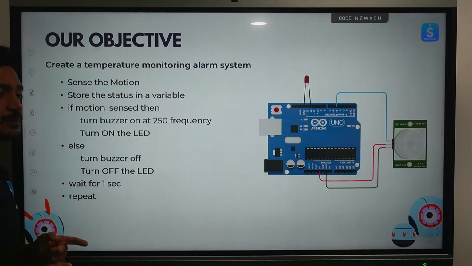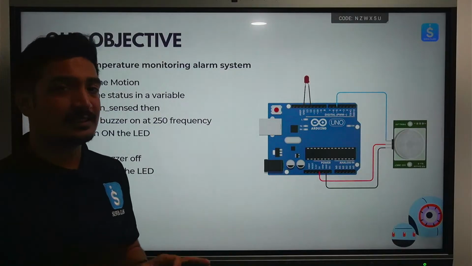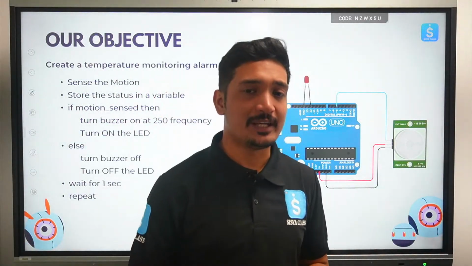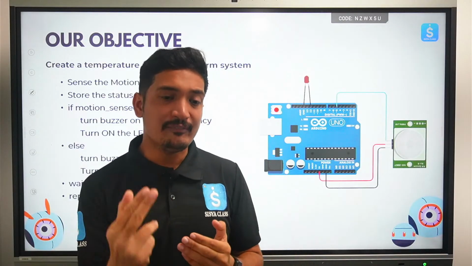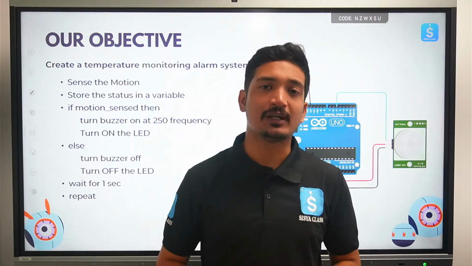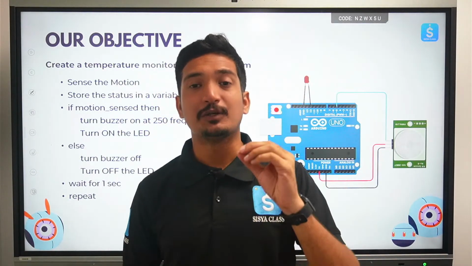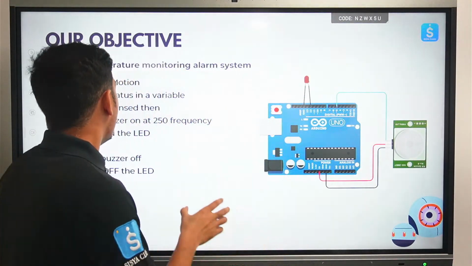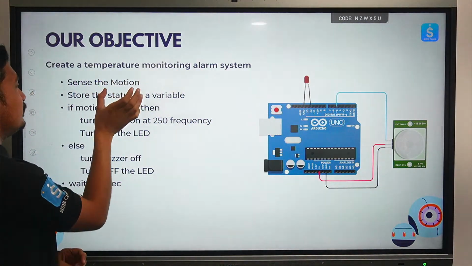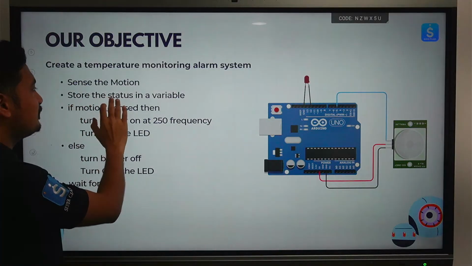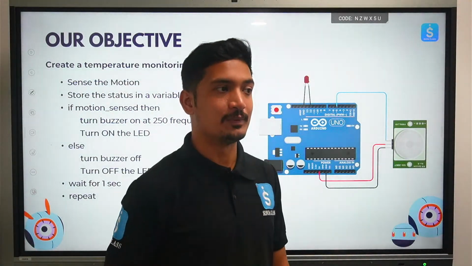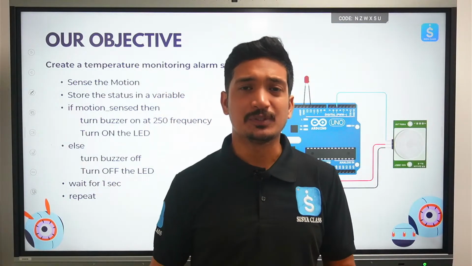The very first step is to sense the motion. Every iteration, the very first thing we're going to do is see whether the motion is there or not. That is step number one. Whatever the finding is, we'll save its state inside a variable. I hope this is clear to you.